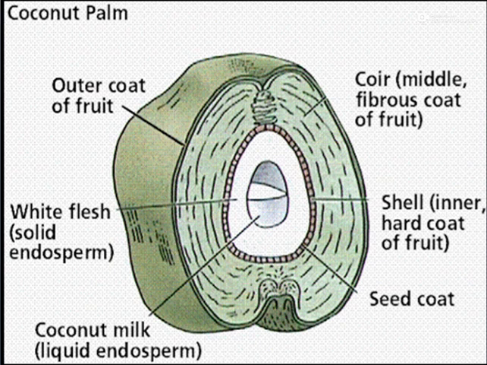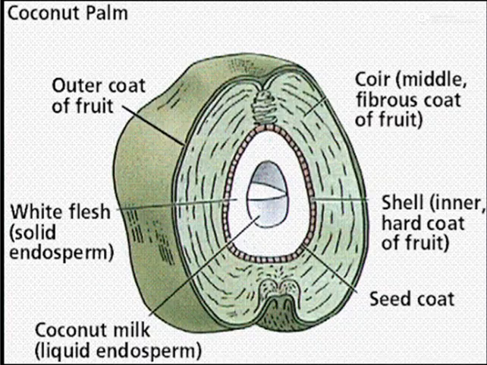Next we will see the general structure of coconut. The outermost cover of coconut is the outer cover, then the second layer is the coir or middle fibrous coat of the fruit, the third layer is the shell or inner hard coat of the fruit, fourth is the seed, and the fifth layer is the liquid milk, coconut milk or liquid endosperm, and the innermost layer of coconut is the white flesh, the solid endosperm. This is the general structure of coconut.